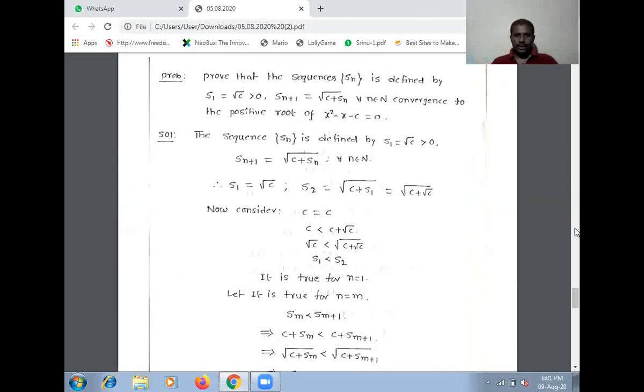It is also some different problem. Proof that the sequence Sn is defined by S1 equal to root c, c greater than 0, Sn plus 1 equal to root of c plus Sn for all n belongs to N. So here N is a countable set, natural number set. Convergence to the positive root of x square minus x minus c equal to 0.